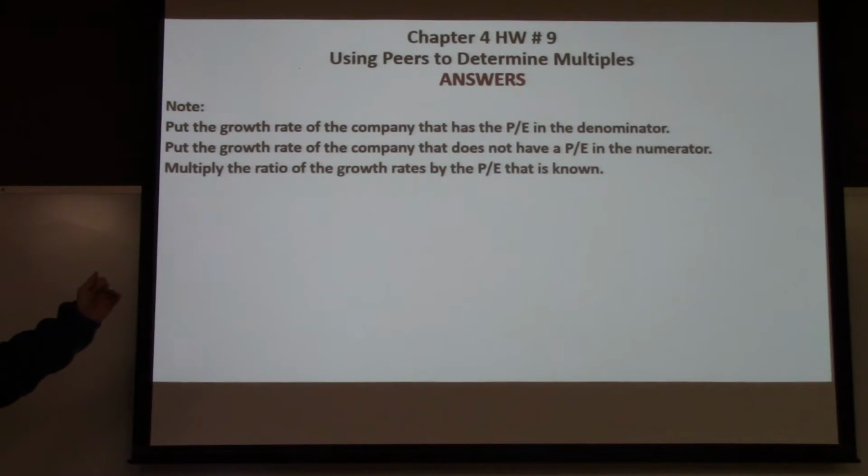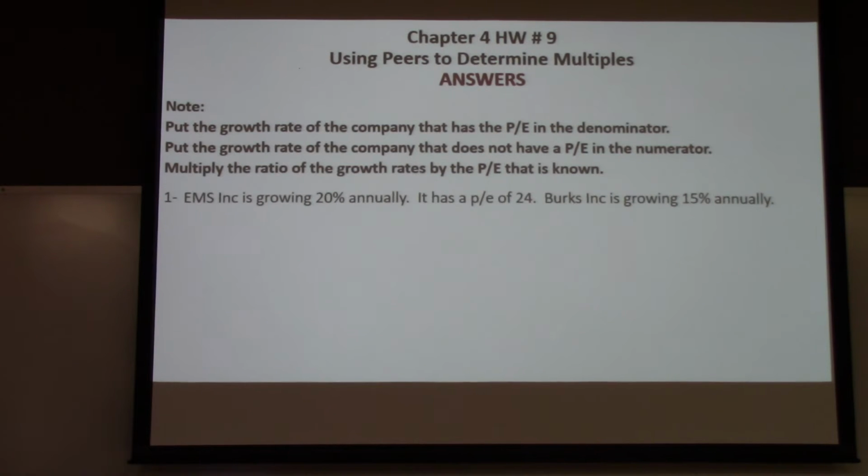Using peers to determine multiples. So please note that I'm going to give you the growth rate for a company and a PE for that company. And that growth rate you put in the denominator. Then I'll give you a growth rate for the company that does not have a PE, and we'll put that growth rate in the numerator, and we'll multiply the ratio of the growth rate for the company that does not have the PE against the growth rate of the company that does have the PE. We'll multiply that ratio by the PE, and voila, we'll get the PE that we want.